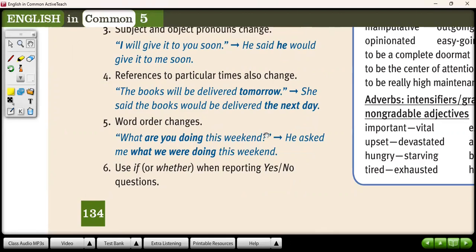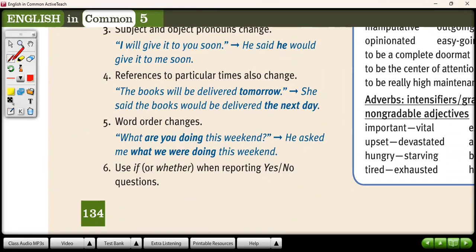He asked me, then the question word, what. And "are you doing" is the present continuous, so I need to change it to the past continuous. So, what we were doing this weekend, okay? The rest of the sentence is like a positive sentence because it's not a question anymore. You are just reporting a question. So the word order changes, okay? So instead of saying, "what were we doing?", we use "what we were doing this weekend," okay?